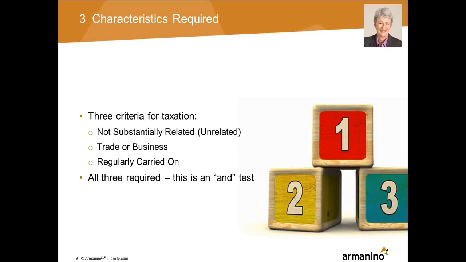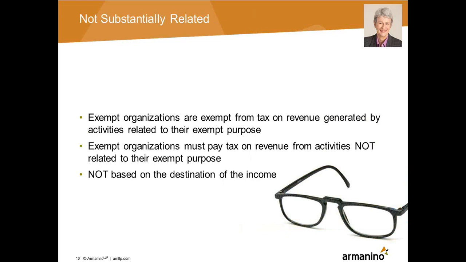So in order for income to be characterized as unrelated business income and taxed accordingly, it has to have 3 characteristics. It has to not be substantially related, or it has to be unrelated to the organization's exempt purpose. It has to be a trade or business, and it has to be regularly carried on. And bear in mind that this is an AND test, rather than an or test. So we have to have all three. If one of these is missing, no tax.